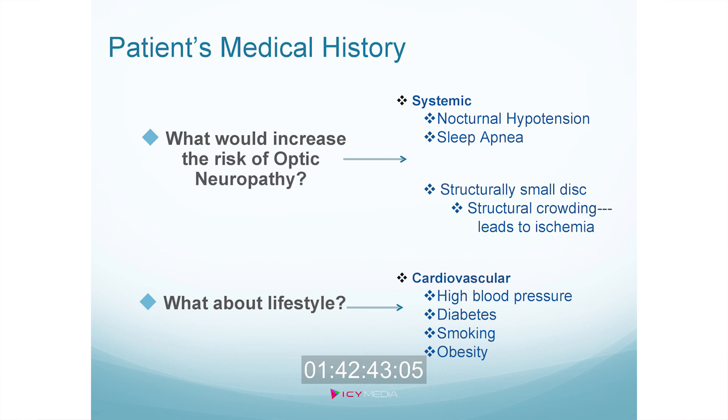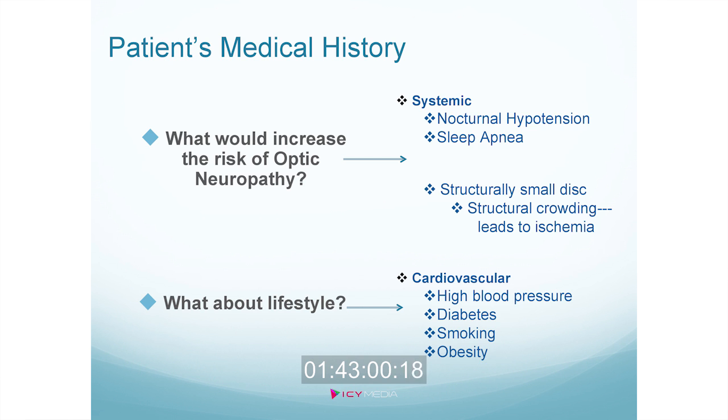What about anatomical stuff on the ophthalmologic side of things? What if the patient has a small nerve? You know, we've all heard of discs at risk. Those crowded nerves, they have less blood supply to them because there's less blood vessels to a smaller nerve. That would be a patient that we would worry about developing ION later on down the road.